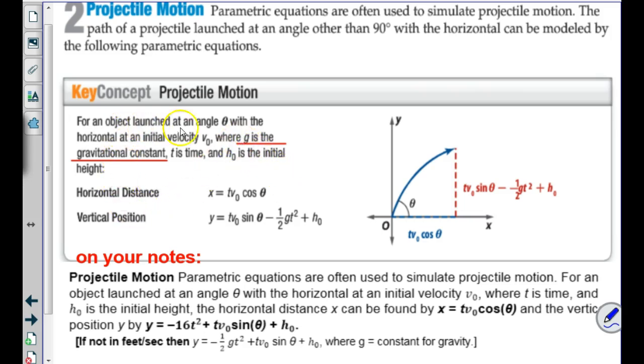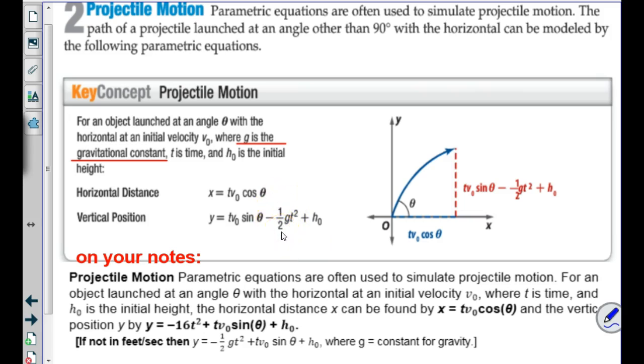It says for an object launched with an angle theta and an initial velocity v sub 0, g is the gravitational coefficient. So you would have x equals t v sub 0 cosine of theta, and y equals t v sub 0 sine of theta minus 1/2 g t squared plus h sub 0. We're going to do things in feet per minute on the quiz, so I didn't bother to make you memorize this g value.